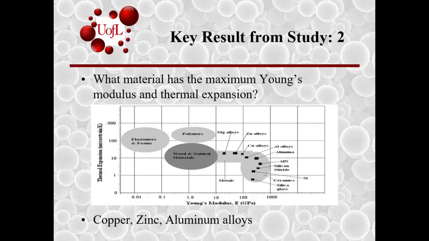The second big question that this study answered is what material has the maximum Young's modulus and thermal expansion. As you can see on the graph, copper, zinc, and aluminum alloys fit this really well. And the reason why evaluating these properties are important is because whenever materials heat up or cool down, they expand and contract. And if dimensional constraints prevent parts from expanding or contracting, then that can also cause a major problem.